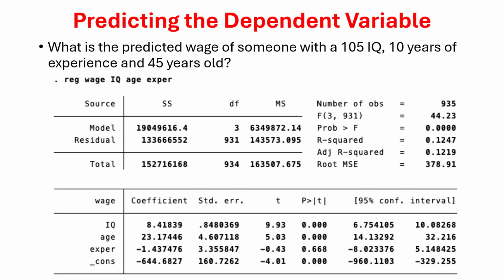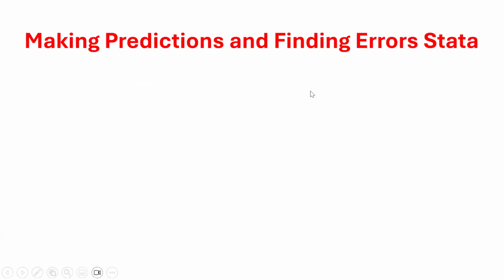So if I do it by hand, I've got rounding issues. It becomes a little bit trickier. Now in the quiz, you're going to have to do it by hand. But there's a way we can do it in Stata that makes it a little bit easier, okay? So we can predict that dependent variable.